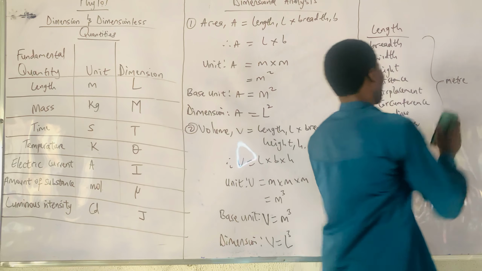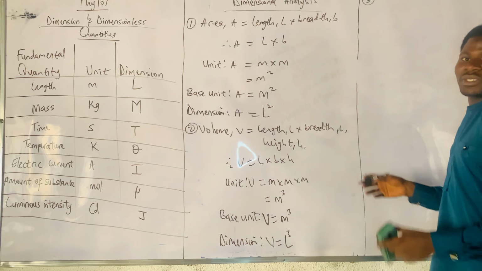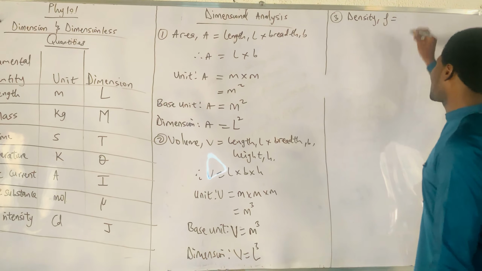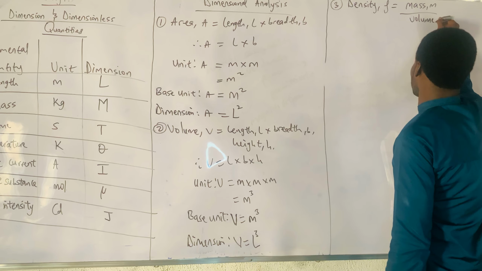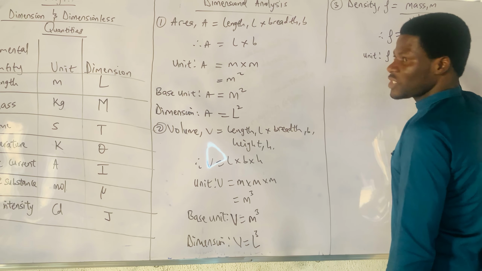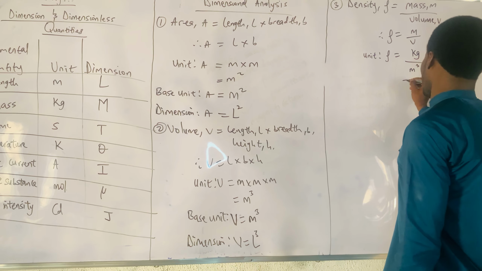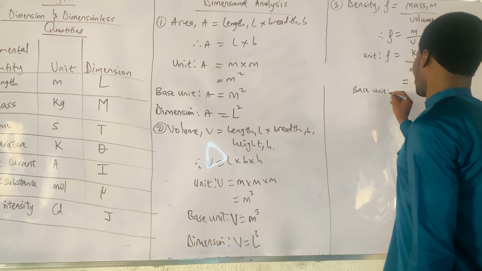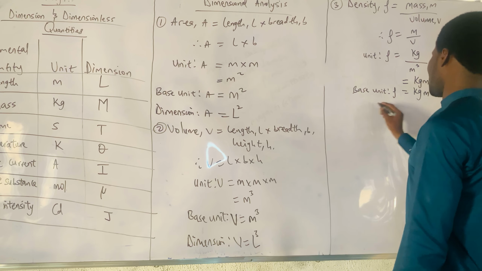Okay, let's look at another simple one, and that is density. Density is mass over volume. So rho is m over v. Unit now. What's unit of mass? Kilogram. What about volume? That was the last thing we did. Unit of volume is meter cube. And that can be written as kilogram per meter cube. So base unit will still remain the same. Kilogram is fundamental unit or base unit. Meter also. It won't change. So dimension now.